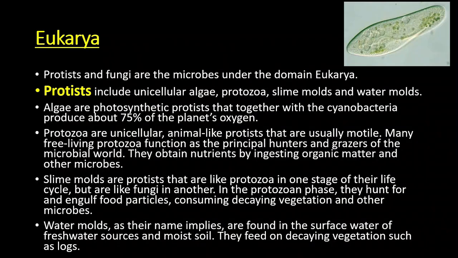The next is the domain Eukarya, and it includes protists and fungi. Protists are unicellular algae, protozoa, then slime molds and water molds. We know that these are all eukaryotes, and these algae are photosynthetic protists that, together with the cyanobacteria, produce about 75% of the planet's oxygen.